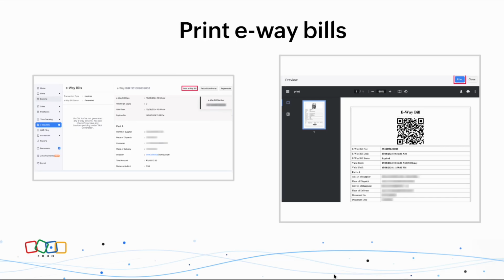The next action that we can perform on an e-waybill is that you can print the e-waybills from Zoho Books. To do so, you have to click on the print e-waybill button, and you can print your e-waybill details in a simple format if they are in generated, cancelled or expired status.